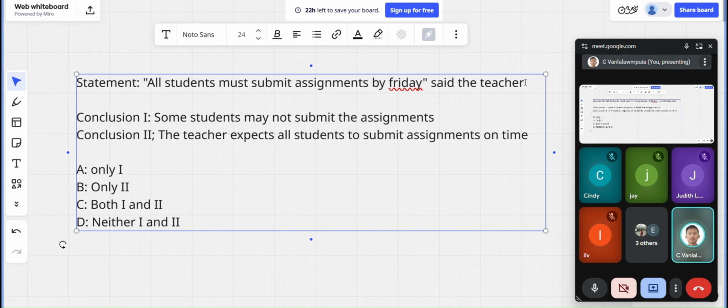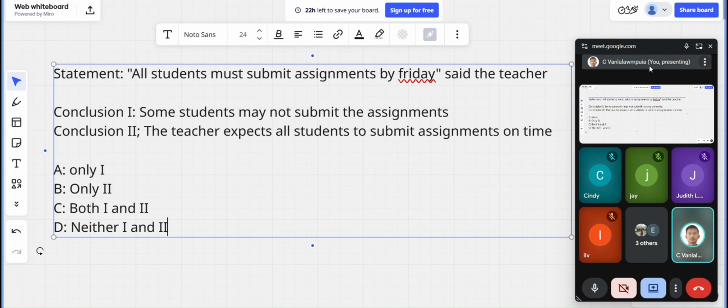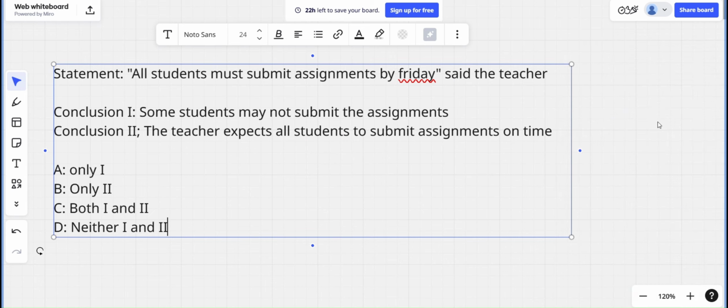So just give me your answers in the chat. Think nicely, read nicely. This stuff will come. Okay, I'm not kidding. Just give me the answer in the chat, quick. This is known as statement and conclusion, not syllogism that we talk about.